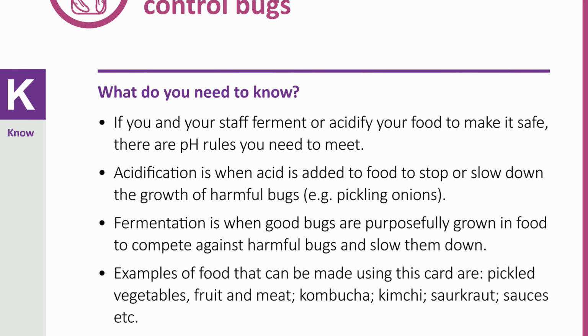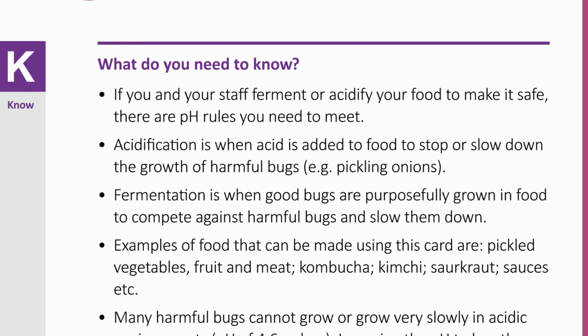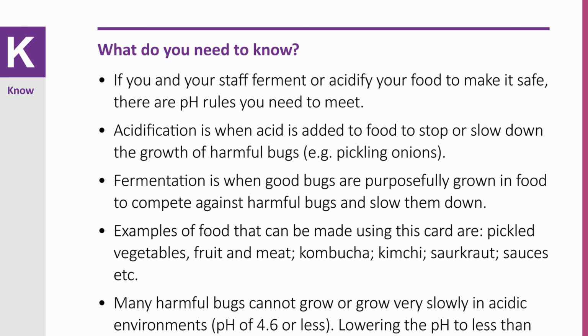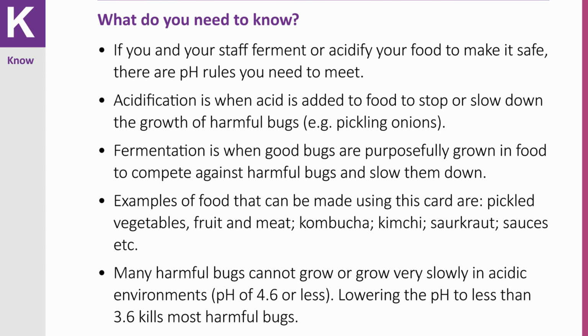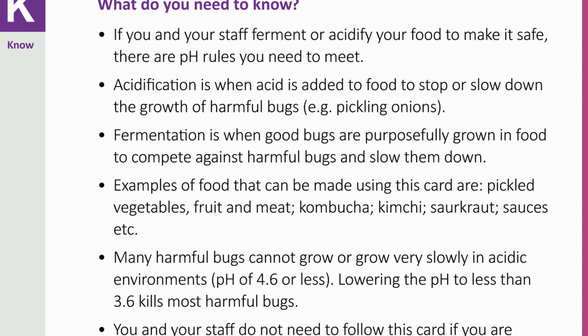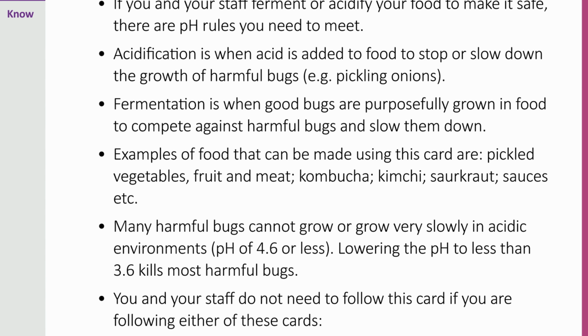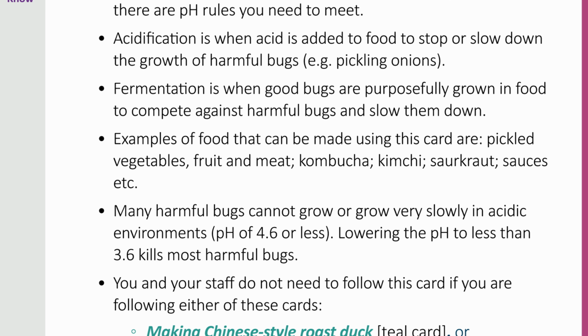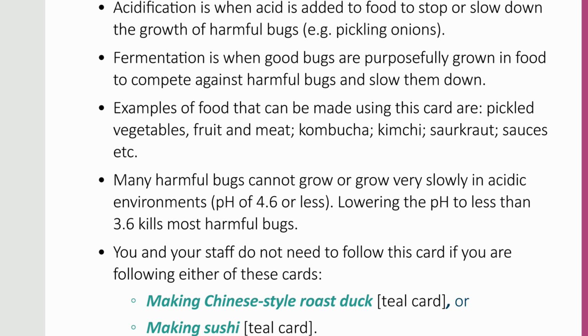Examples of food that can be made using this card are pickled vegetables, fruit and meat, kombucha, kimchi, sauerkraut, sauces and so on. Many harmful bugs cannot grow or grow very slowly in acidic environments, pH of 4.6 or less. Lowering the pH to less than 3.6 kills most harmful bugs.